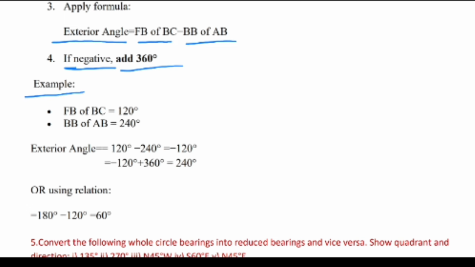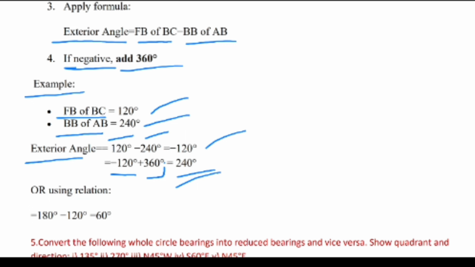For example, forebearing of BC is 120 degrees, back bearing of AB is 240 degrees. The exterior angle is 120 minus 240, and you get a negative value, minus 120. You have to add 360 degrees, so you get 240 degrees. Or you can use the other relation: 180 minus 120 gives 60 degrees.